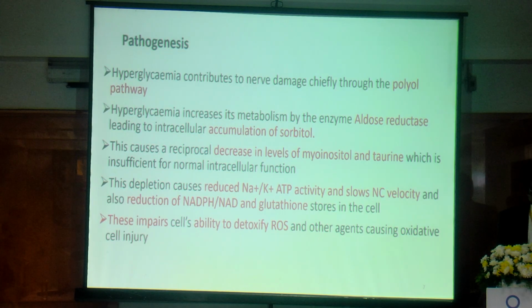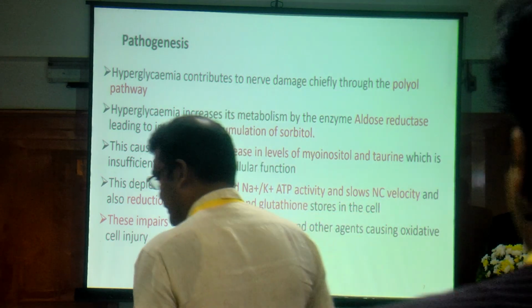So the pathogenesis mainly involves nerve damage chiefly through the polyol pathway. This is one of the first pathways that each and everyone should know. Hyperglycemia increases metabolism by increasing the aldose reductase enzyme, which leads to the intracellular accumulation of sorbitol. Because of the hyperglycemic status, glucose is converted into sorbitol by aldose reductase. But we need myoinositol and taurine for normal intracellular function. Due to the accumulation of sorbitol, the functions of the myoinositol and taurine pathway are deranged, thereby affecting normal intracellular function.